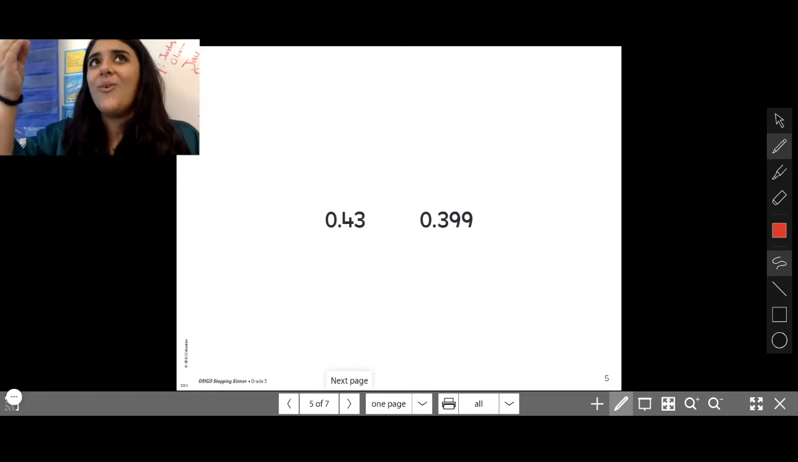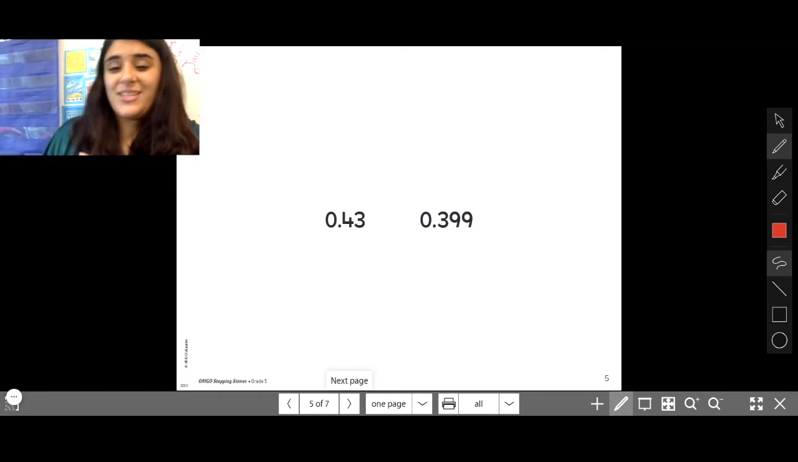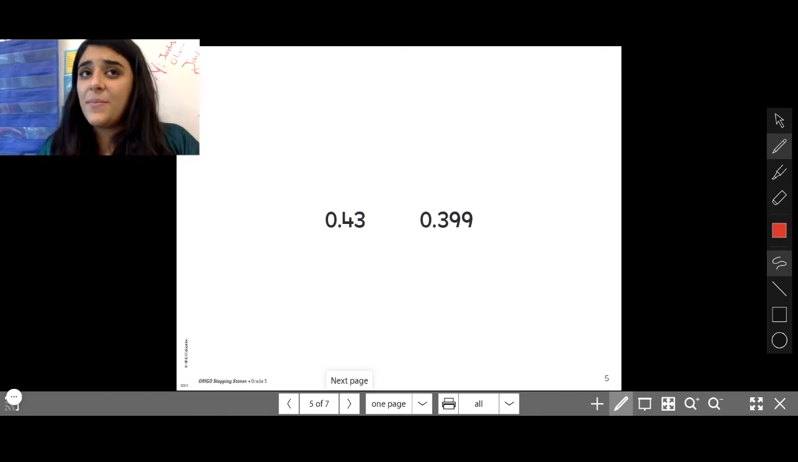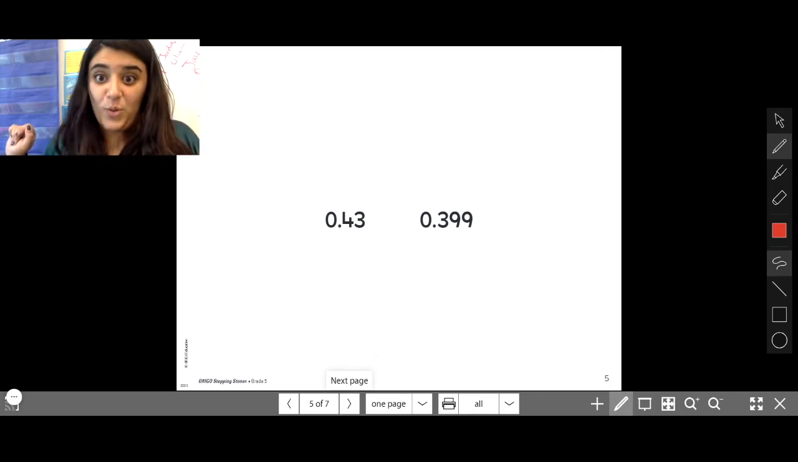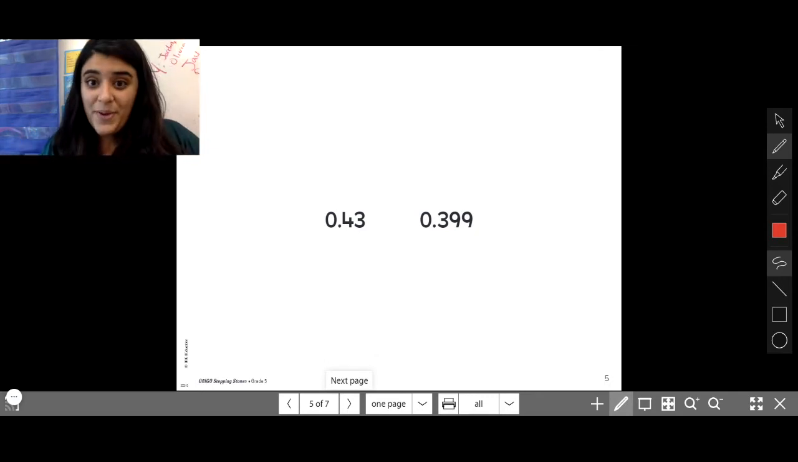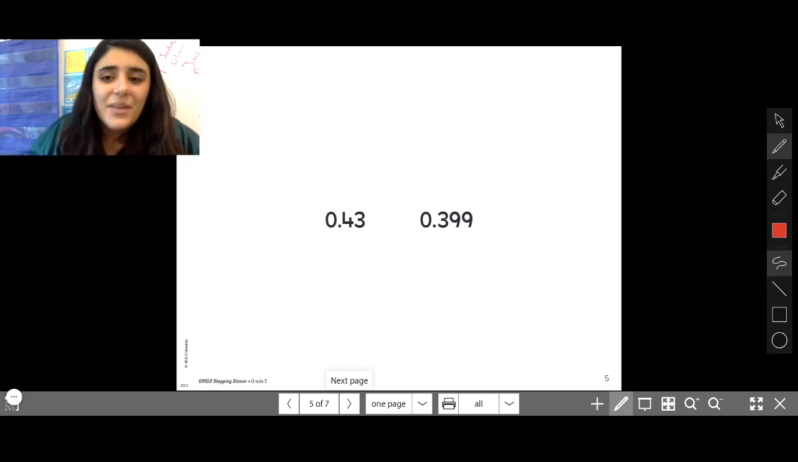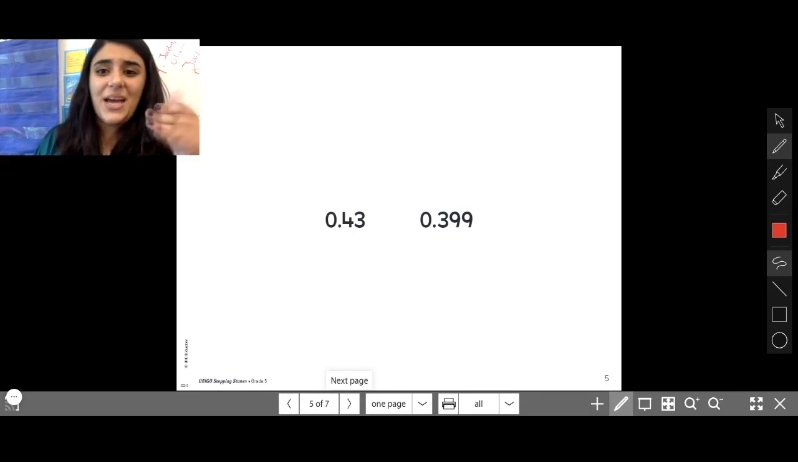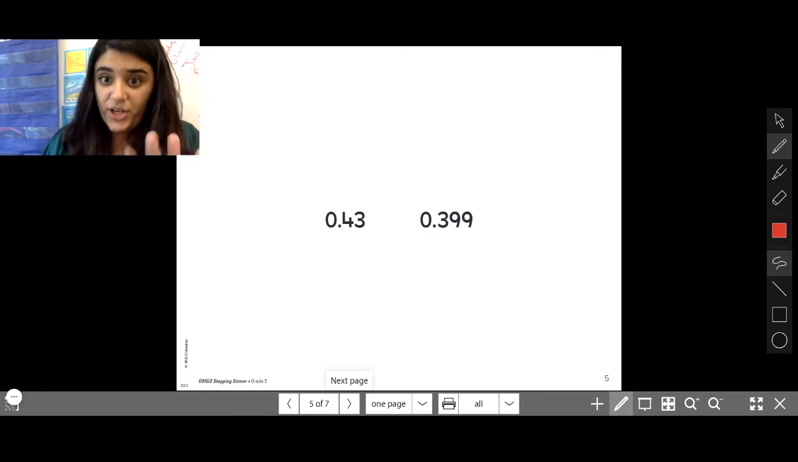Now that we know that the number of place values is not the only thing that determines the value of our number, let me rephrase that. The number of digits does not determine our value, but the place value determines our value. So these 2 numbers, we got 43 hundredths and 399 thousandths. Wow, which one's going to be bigger? Well, friends, we just colored in a model. So this time I'm going to show you a more efficient strategy. Are you ready? All right.